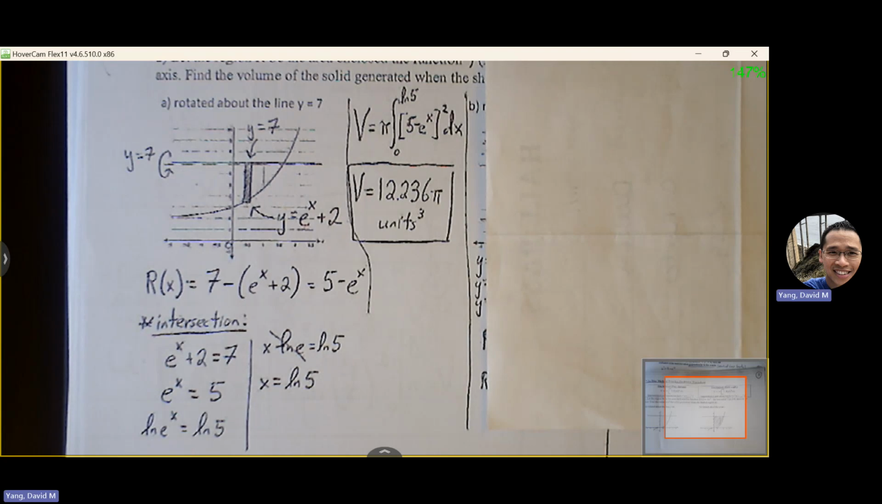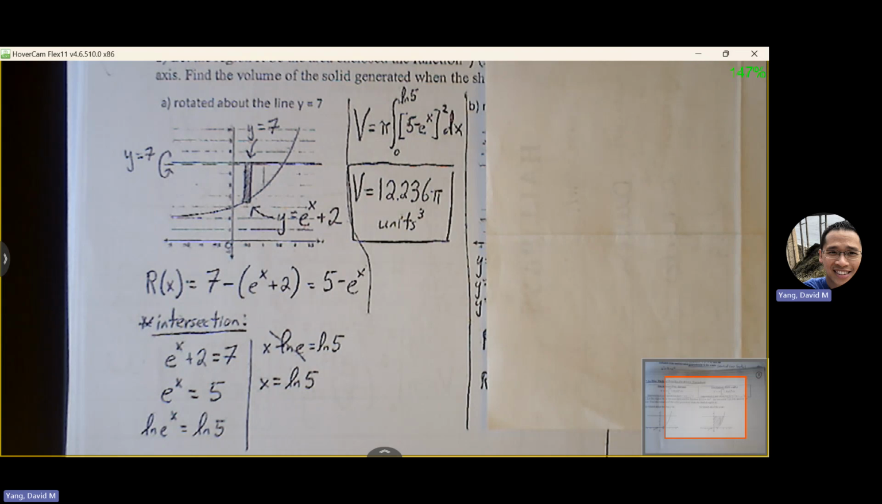Notice for part A, also this method, our shaded region has a flat surface. That flat surface is up against the dotted line. There is no gap. All we need is 1 radius, top minus bottom. Top of the radius is sitting on the 7. The bottom is sitting on the e to the x plus 2. Careful with the set of parentheses. Anything that follows a minus, we need to distribute.